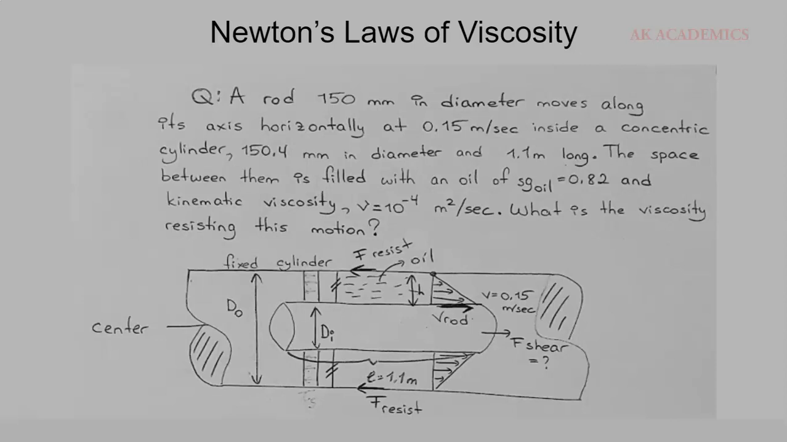Don't forget all the millimeter values will be converted to meters. We have 150.4 millimeters diameter that can be converted to meters by dividing by 1000. We have another 150 millimeters right at the top there that can also be converted to meters by dividing by 1000. By the way, 150.4 minus 150, as D naught minus Di, will give us 0.4. All divided by 2 will give us our h.